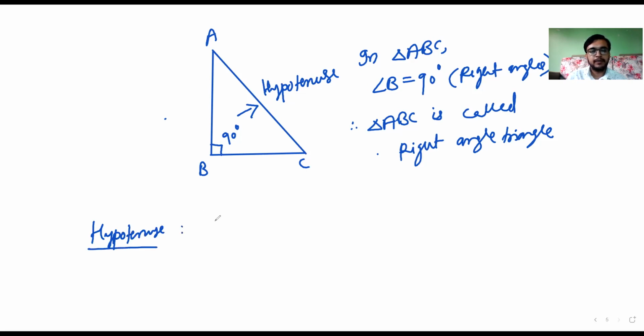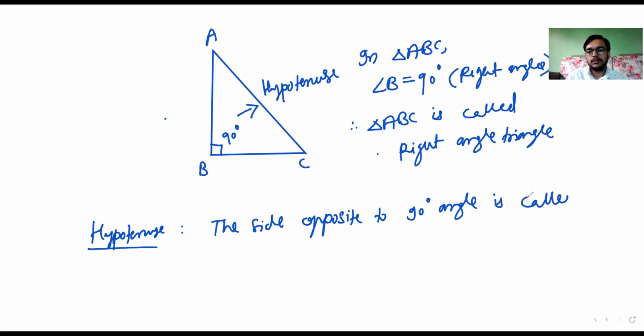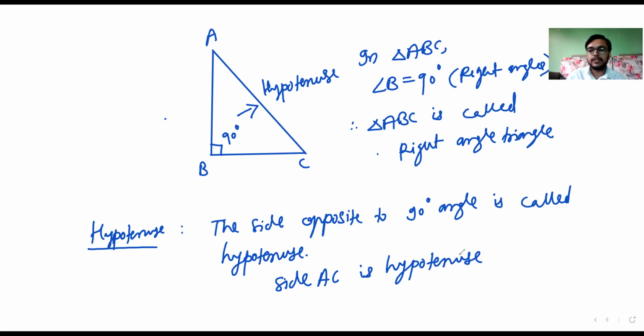What is meant by hypotenuse? The side opposite to the 90 degree angle is called the hypotenuse. Here, side AC is the hypotenuse. Side AC is the hypotenuse. Right.